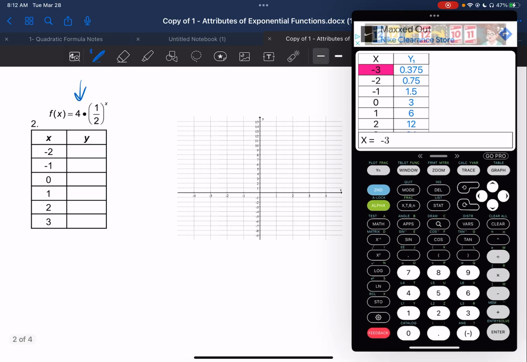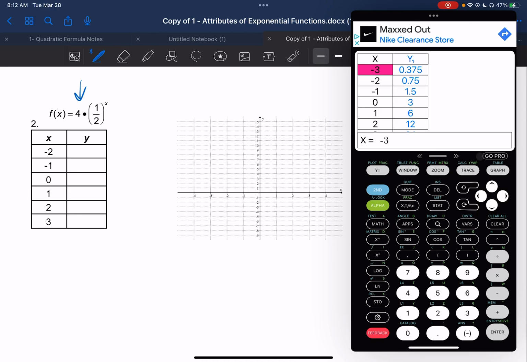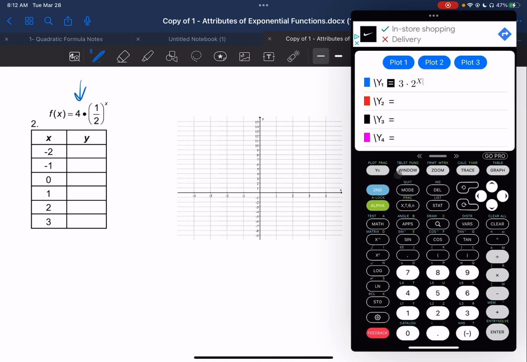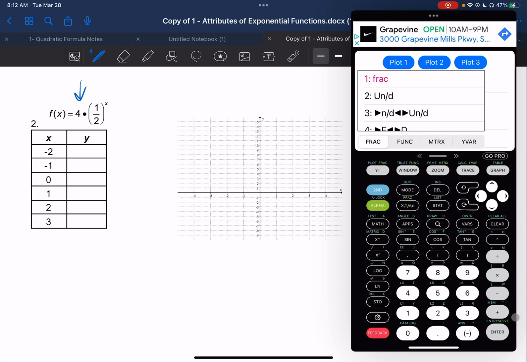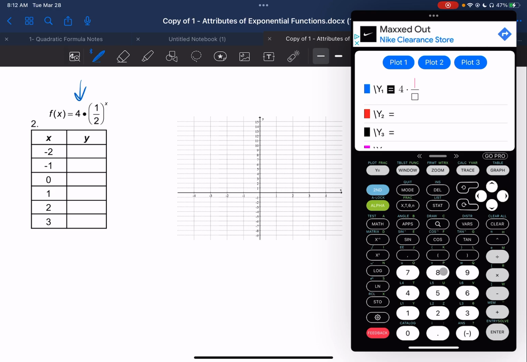So here we go. Bam, go over here, go back to y equals, bam. Let me clear this out. So delete. Now I need to type this in here. So 4 times, we need a fraction. So I'm going to hit alpha y equals. I want the fraction, bam. So then let's do 1 over 2. I could include the parentheses. I should actually, let me go and do that real quick. Parentheses here and parentheses here, and then we're going to do to the power of x.